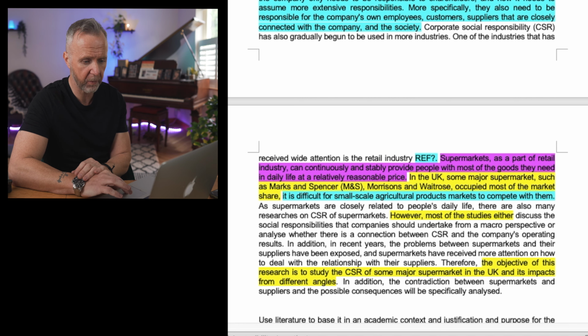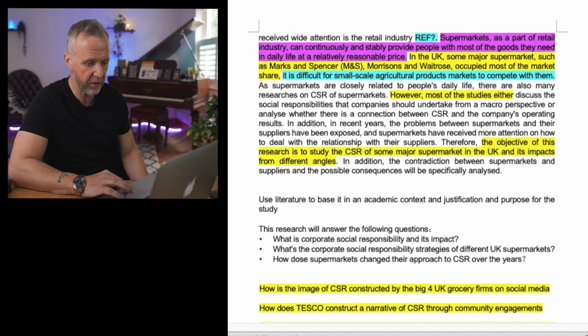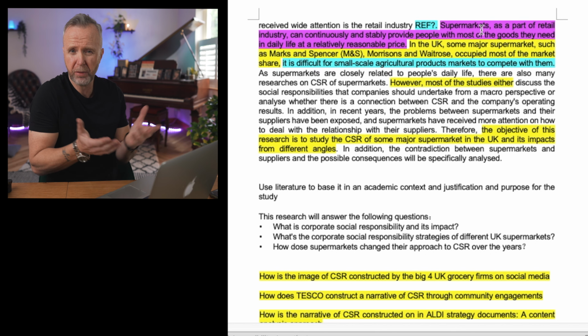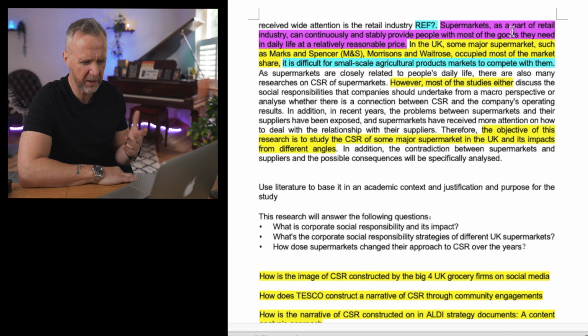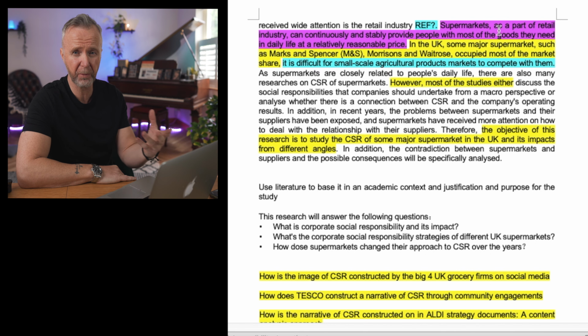Supermarkets in this next purple part, or pink, I don't know. Supermarkets as a part of retail industry can continuously and stably provide people with most of the goods they need in daily life at a relatively reasonable price. Okay, but is this a dissertation on economics, on production? No, it's on CSR. So why are you providing this additional background, which doesn't really have relevance to the ideas that you're putting over in the title?